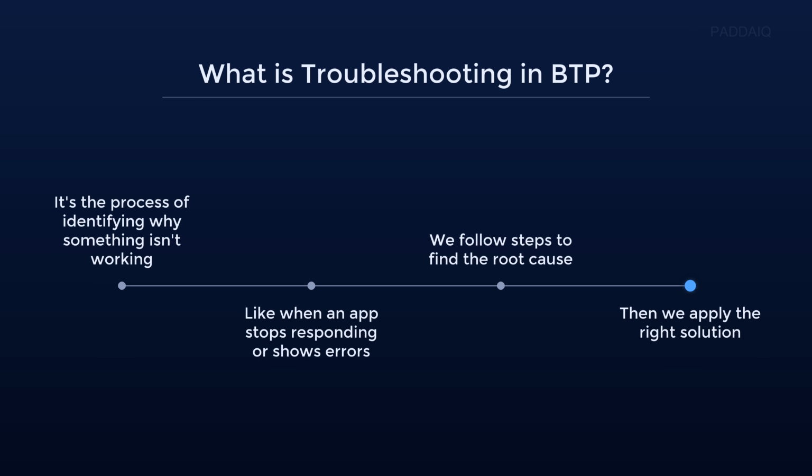Then we apply the right solution. This means selecting the specific fix that matches the problem's cause. For instance, if your app cannot connect to the SAP S/4HANA system, the solution might be to check and correct the destination configuration in the BTP cockpit. Using the precise fix ensures the issue is resolved efficiently and correctly.